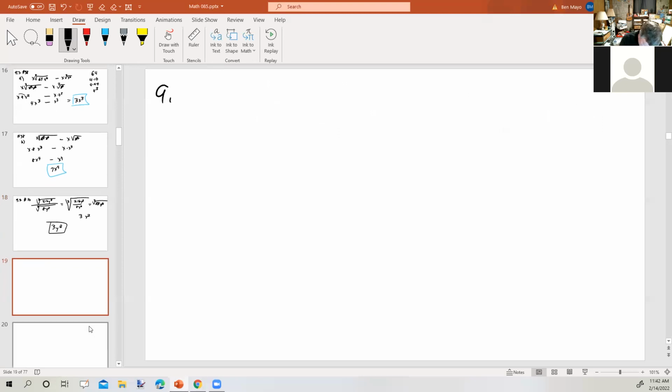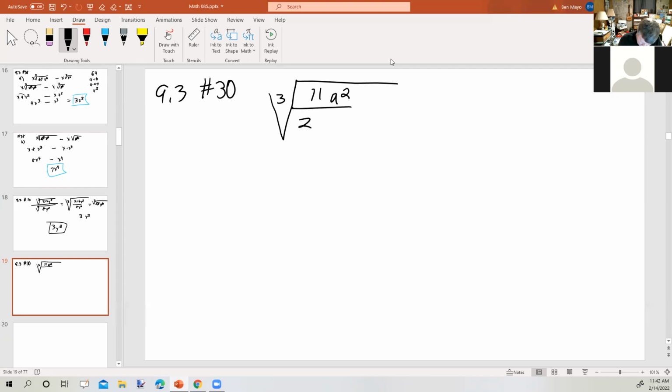And so again, this is 9.3, number 30. It says simplify the radical expression. Again, all variables represent positive real numbers. So here we have the cube root of 11a squared over 216 b to the 6th. In this case, we're going to pull them apart. We're going to go the cube root of 11a squared over the cube root of 216b to the 6th.